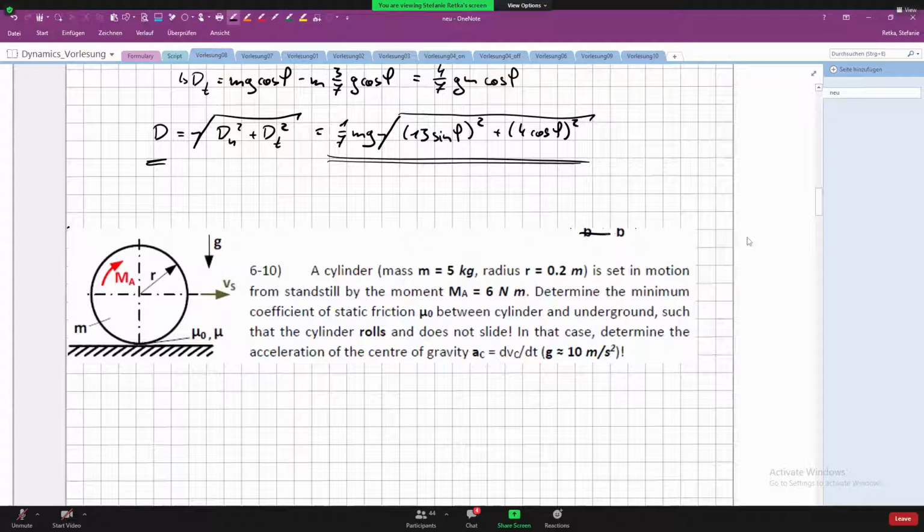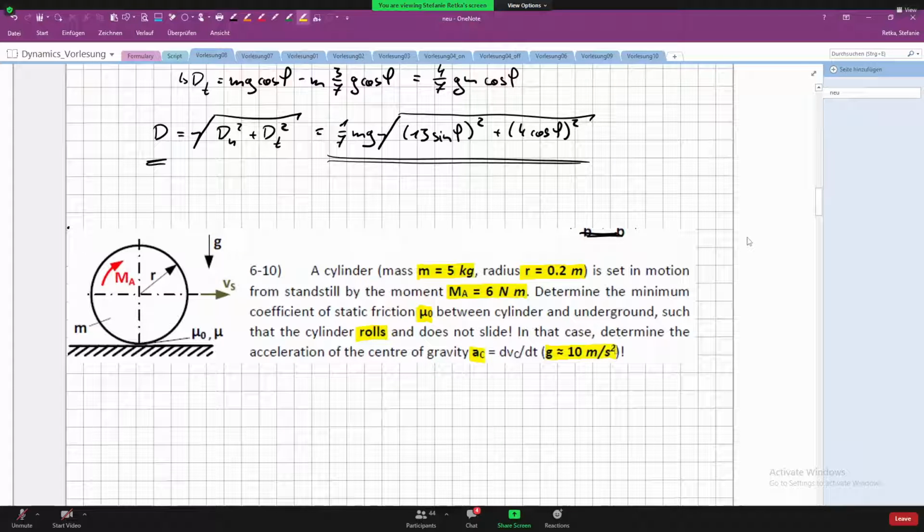Okay, so this is not part of the problem. That's from the problem above. Okay, we have a cylinder with a given mass and radius, which is set in motion from standstill by a driving moment of 6 Newton meter. And we have to find the minimum coefficient of static friction between cylinder and surface, assuming that the cylinder rolls without sliding. And in that case, we have to find the acceleration of the center of gravity.